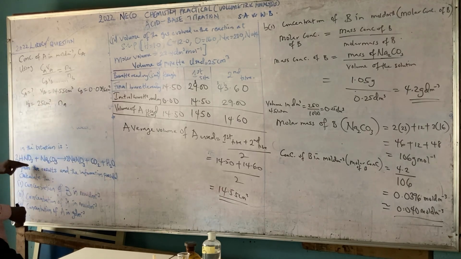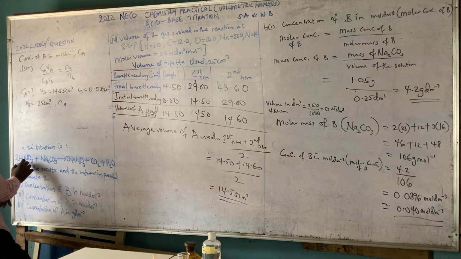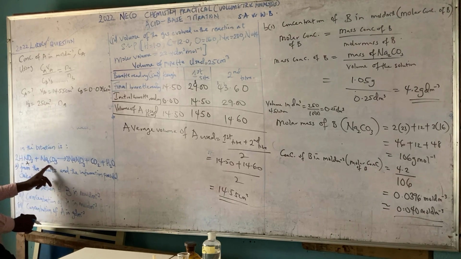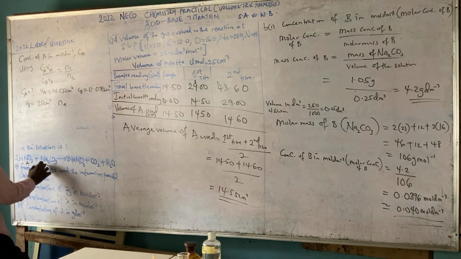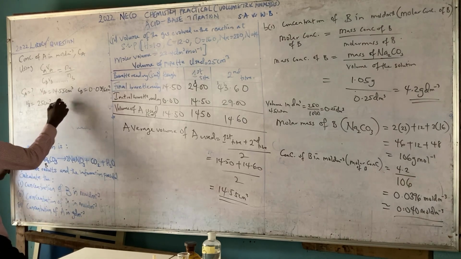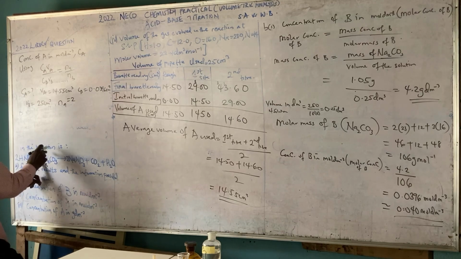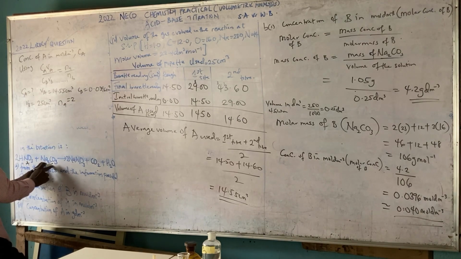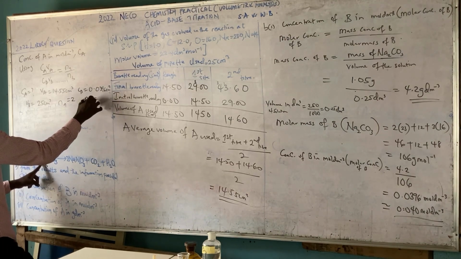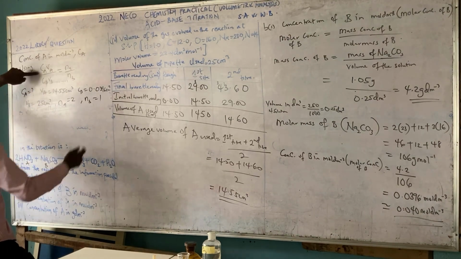And NA is obtained from the reaction itself. Now look at this. The reaction is HNO3 plus sodium trioxocarbonate IV, which is the B. Now the number of moles of acid here, which is NA, is 2. And the number of moles of base, sodium trioxocarbonate IV, is 1. So NB is 1.